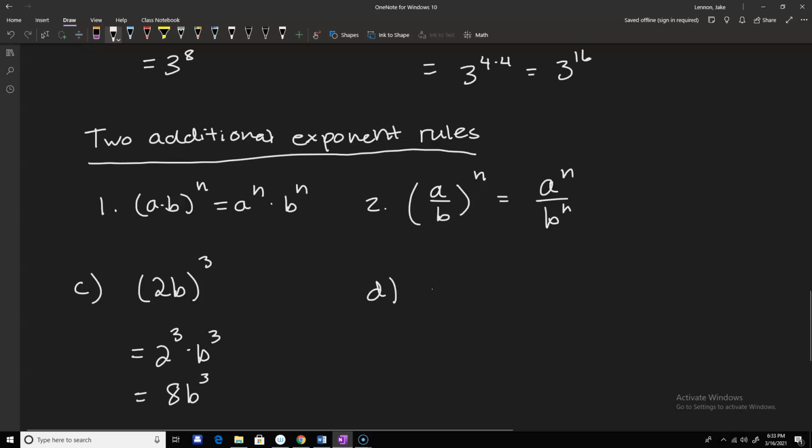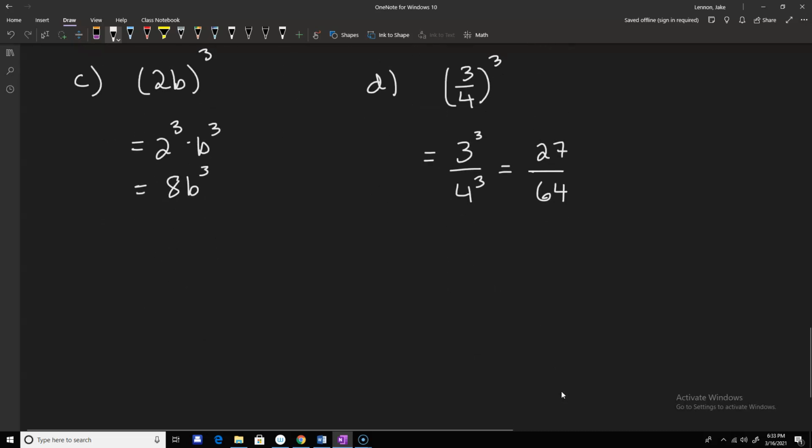D, let's say we have 3/4 to the 3rd. Then this would be 3 to the 3rd over 4 to the 3rd, using that second example there. And 3 to the 3rd is going to be 27, and 4 to the 3rd is going to be 64. So that would simplify to 27 over 64.